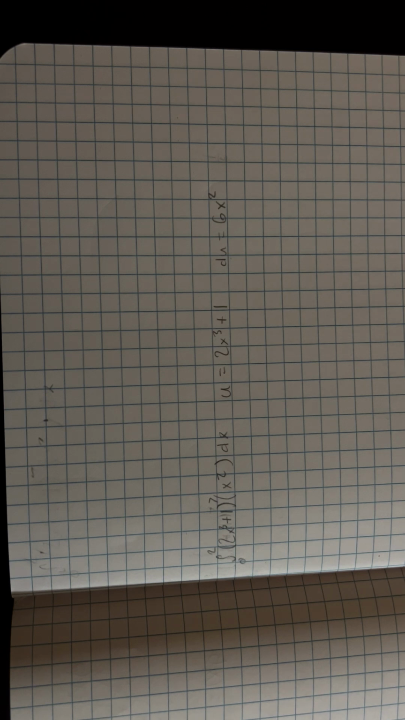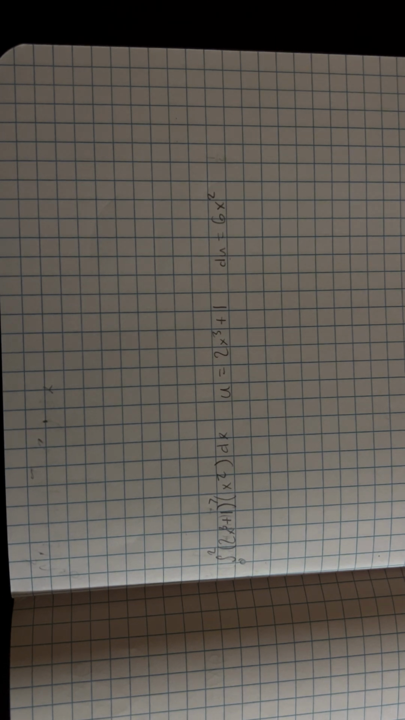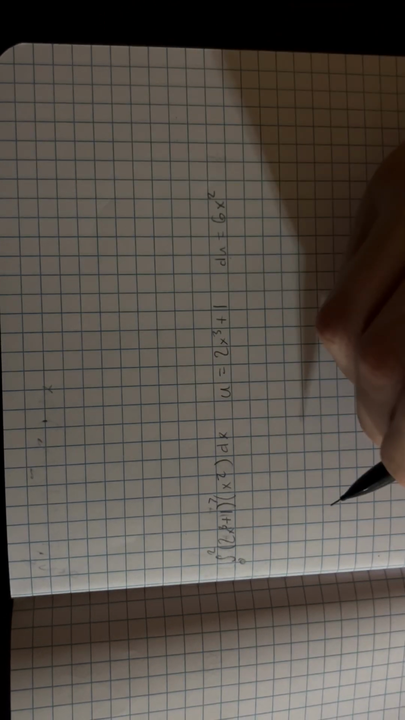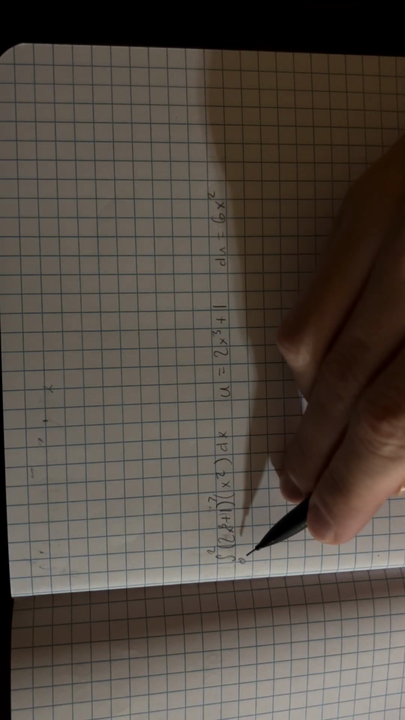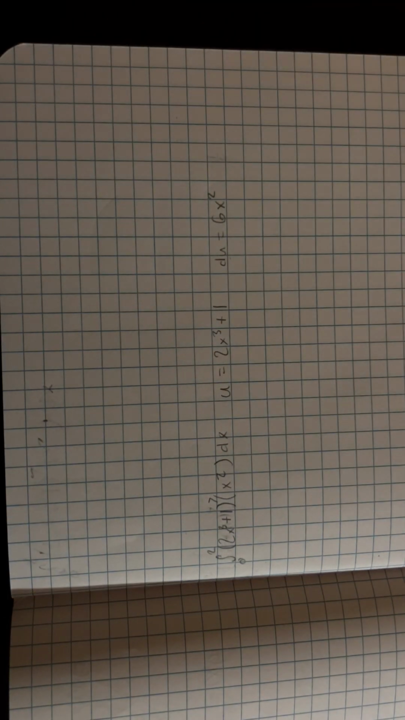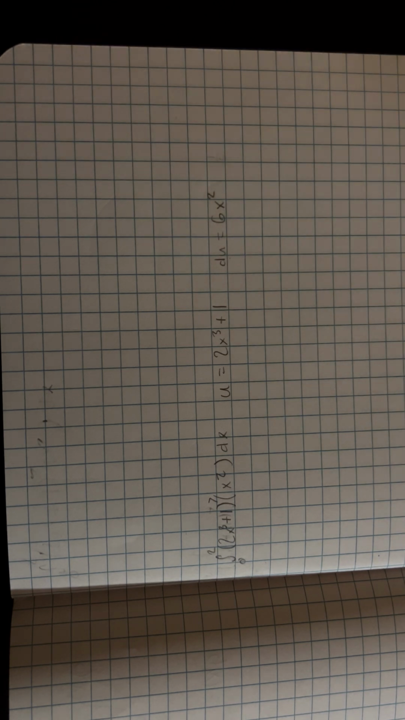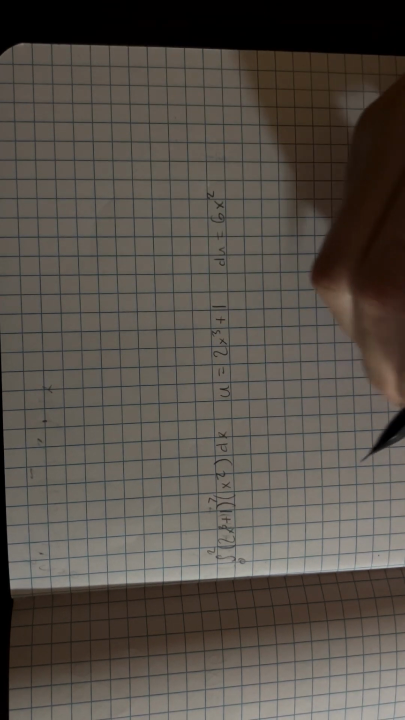So for this problem, I have chosen a function that I think would be good for a USub example. And for this example, I have already set up U and DU, just to have me focus on solving and the strategies rather than the basic forms of USub. So for this problem, we're going to do the first strategy, changing the limits of integration.